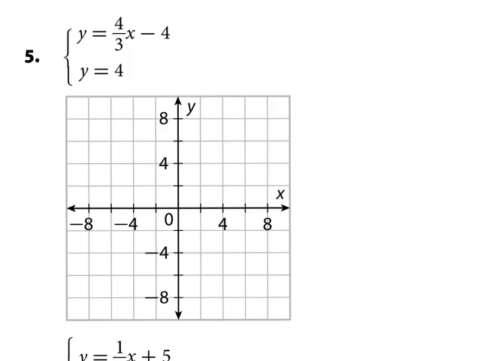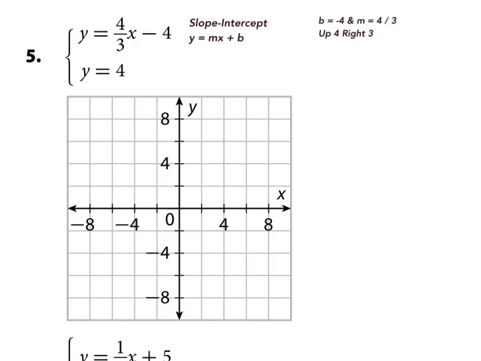So now that we have some experience, we know that our first equation is in slope-intercept form, which is y equals mx plus b, and we know that b is equal to -4 right here, and we also know that our slope is 4/3. Now we will start our graph on -4, which will be here, and then we will move up 4. 1, 2, 3, 4, and then right 3. 1, 2, 3. We will need a dot there.